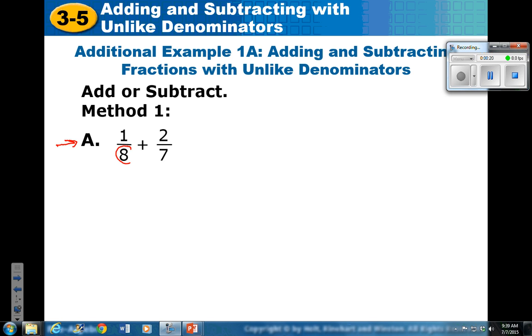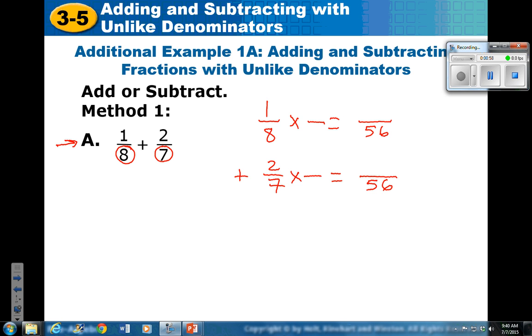Just first notice that these denominators are different. You have to find a common denominator in order to add them. Every single time, I would like you to write this problem going up and down like this. I'd like you to set the problem up like this. You need to count by sevens, and you need to count by eights until you come to a number that they both share. In this case, the least common denominator is going to be 56.